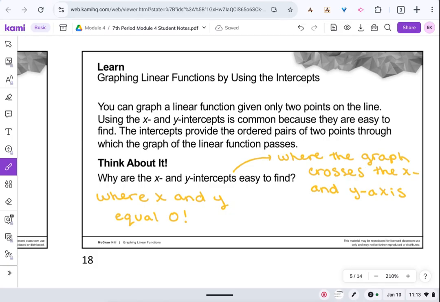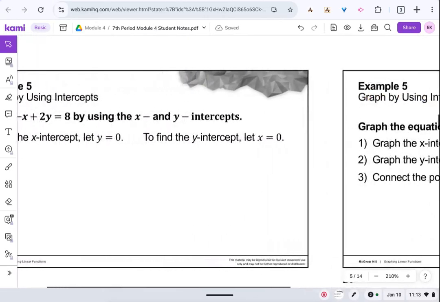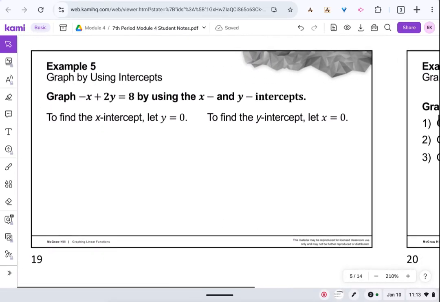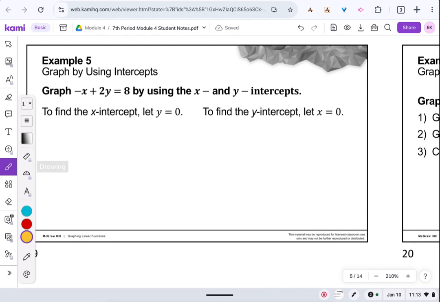So this does require a little bit of algebra, but it's a lot of just using calculators, okay? Slides 19 and 20 kind of go together. Our equations are going to be written slightly differently when we're working with intercepts. Here's our equation for this first problem, and it says graph by using the x and y intercepts. To find the x-intercept, we're going to make y equal to 0.